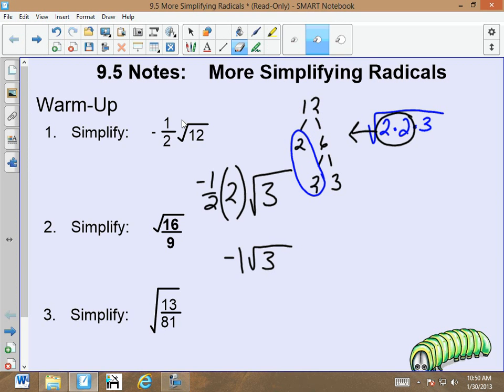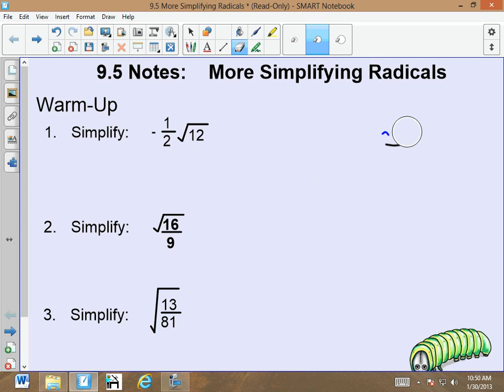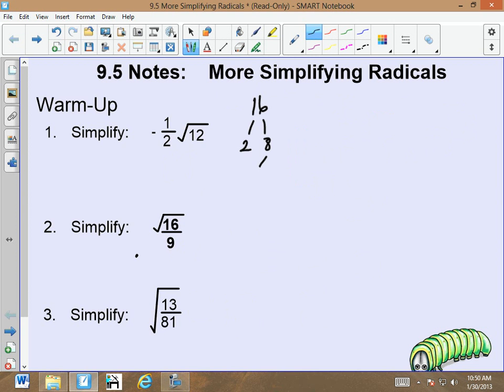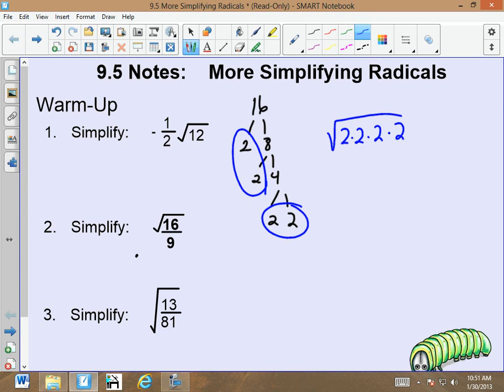Now, it's negative 1 square root 3. We move on to the next one. The only thing inside the square root is a 16. Now, I know 16 is a perfect square, but I'm going to factor it anyways. It's 2 times 8, which is 2 times 4, which is 2 times 2. I have 1 pair, 2 pairs of 2's. So, the square root of 16 in primes is 2 times 2 times 2 times 2.